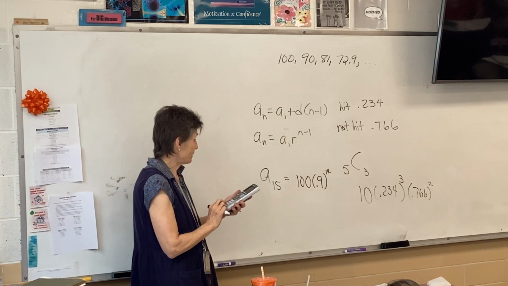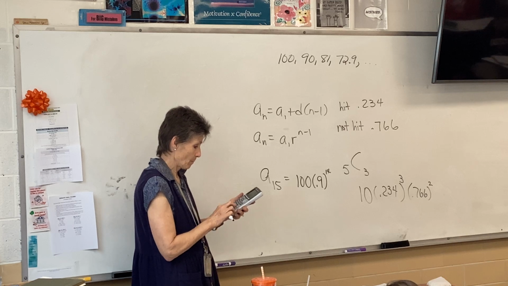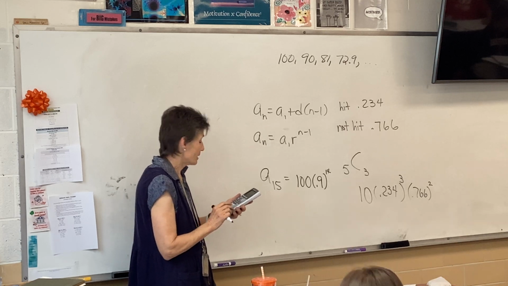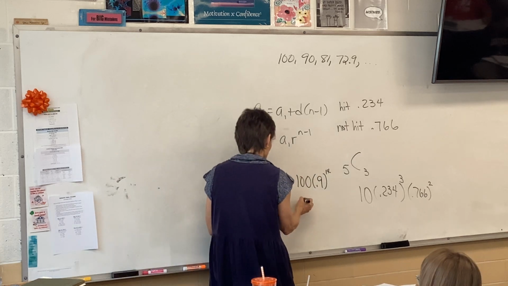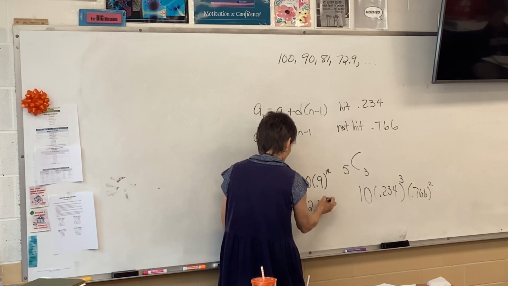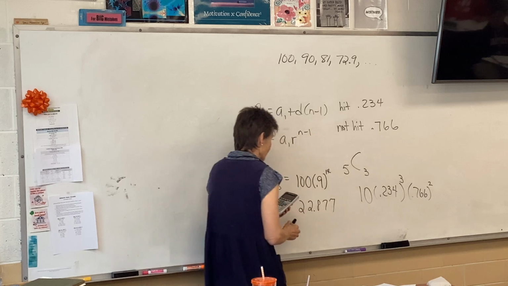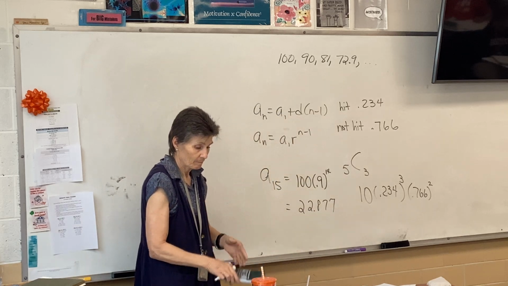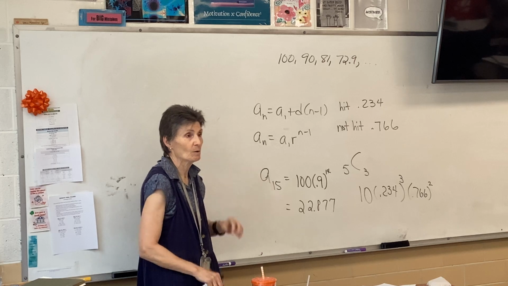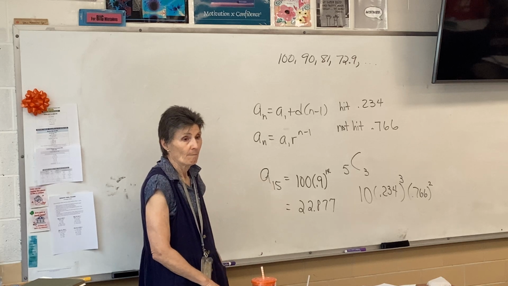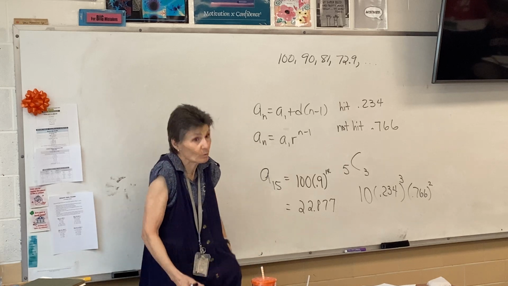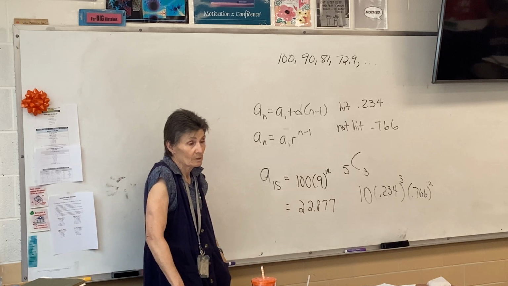So that would be... my calculator won't change it, so I'm gonna say 22.877 is the 15th term. My calculator only gives me a decimal. Oh, you don't want us to put that. Okay. If your calculator will do it, put it as a fraction, but if it won't do it, then it's gonna be a decimal.